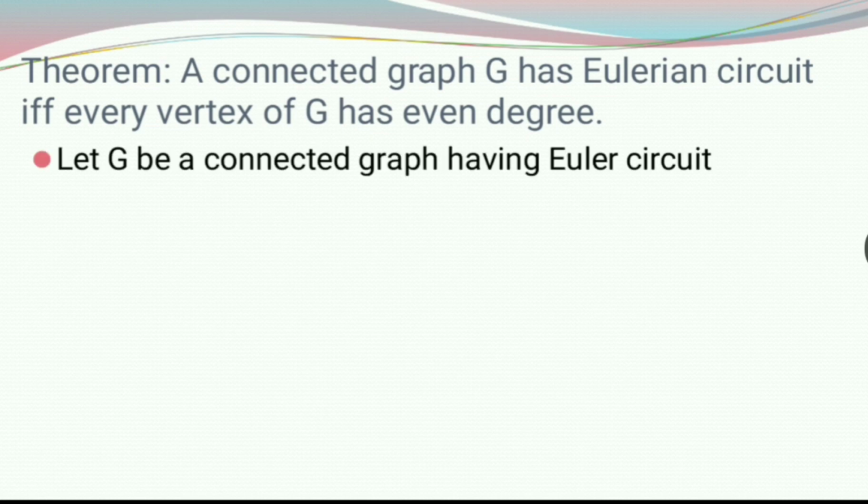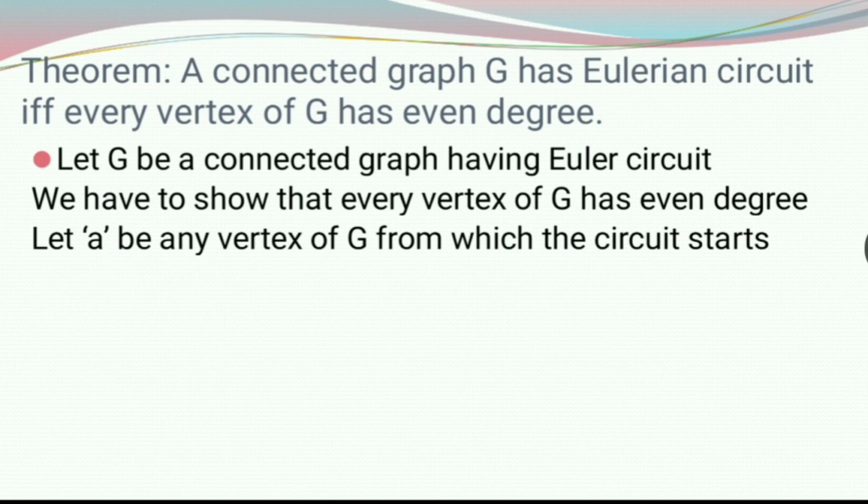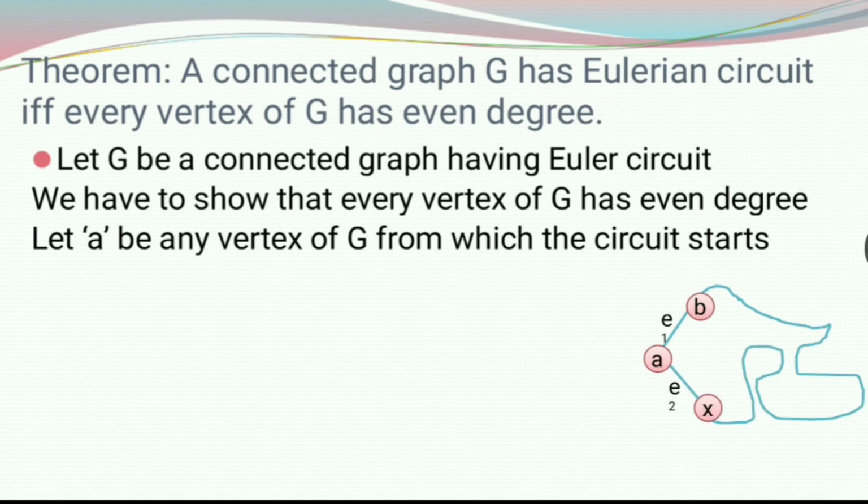So let us assume first that G is a connected graph having an Euler circuit. We will show that every vertex of G has even degree. Let A be any vertex of G from which the circuit starts. As there's an Euler circuit in this graph, A will be connected to some other vertex B, and it will traverse some path and it will return back to A.